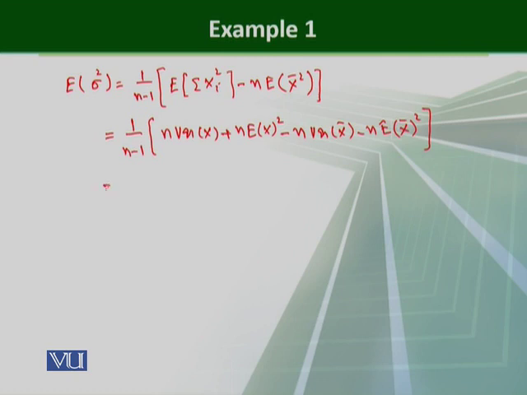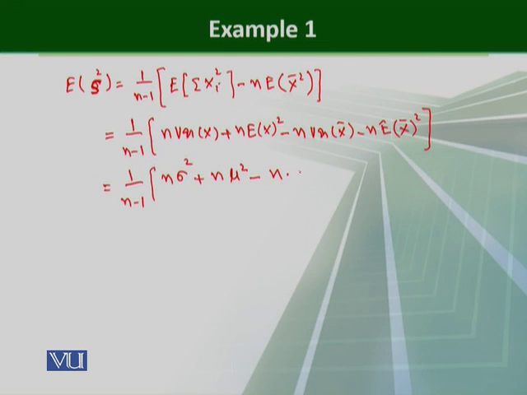Now you can write it as 1 over n minus 1 into n variance of x, basically that is sigma square. Sorry, here we will write s square, because we are taking the expected value of the sample and we are trying to prove that it equals the population value. So what we write here is the s square, which represents the sample variance. Similarly plus n expected value of x, which we know is mu, so we can write it as mu square minus n into variance of x bar.